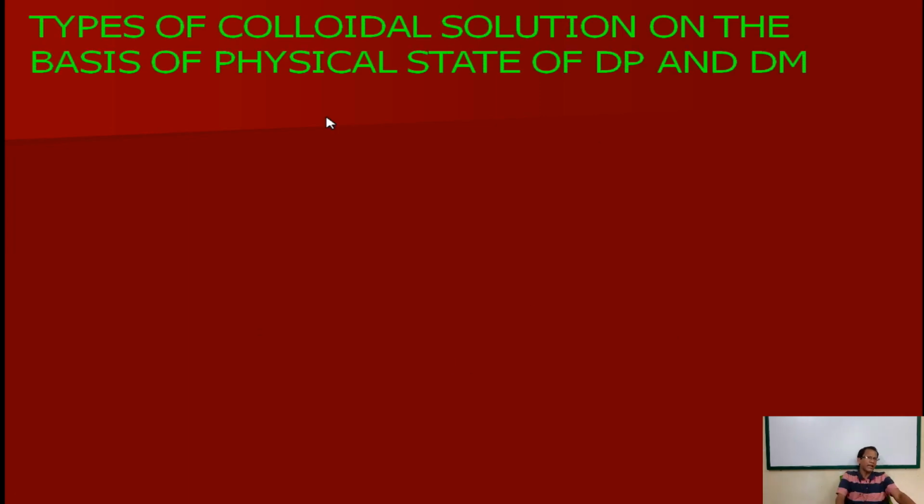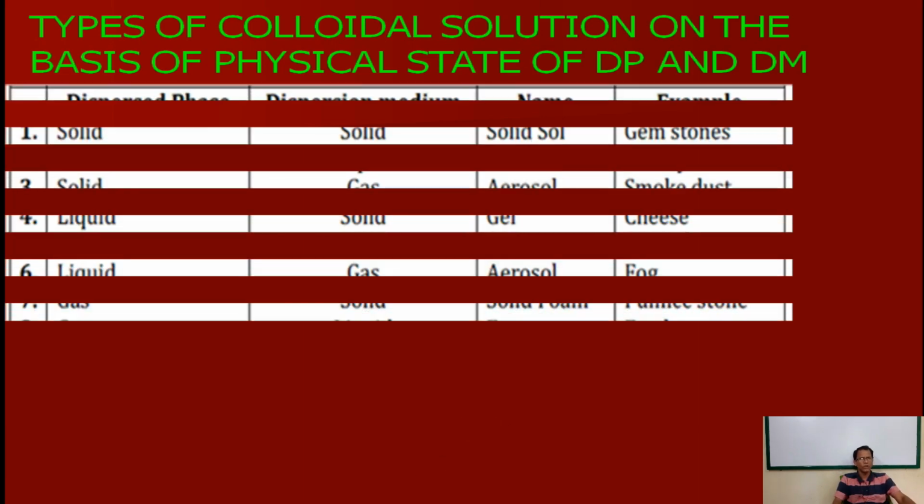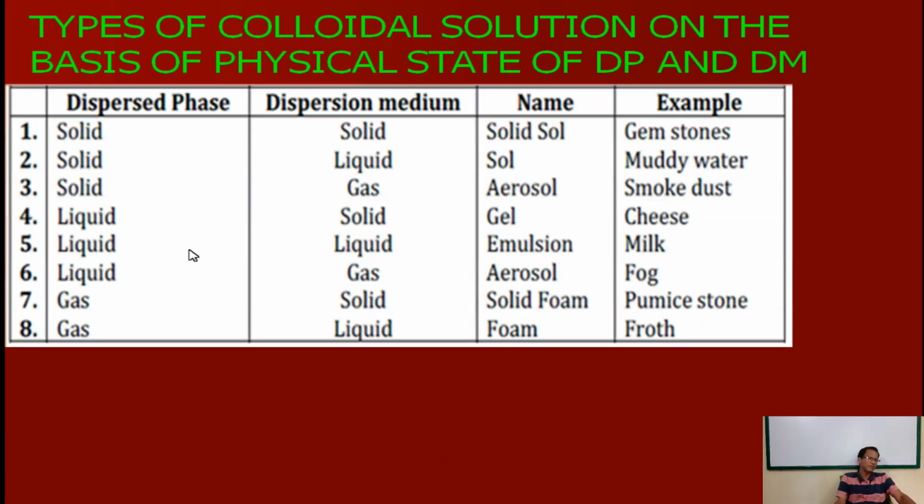Then, types of colloidal solution on the basis of physical state of DP and DM. As a colloidal solution is made of DP and DM, the solute is called the dispersed phase and the solvent is called the dispersed medium. These two components mix, forming the colloidal solution. So the classification of colloidal solution is on the basis of the physical state of DP and DM: dispersed phase, dispersed medium, name of the solution, and examples.